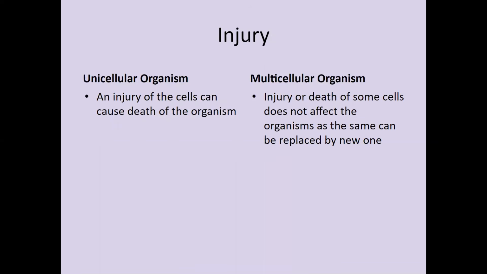Talking about injury. If a unicellular organism is injured, because it's just one cell, it can cause the death of that unicellular organism. So the death of that bacteria, the death of that amoeba. Whereas in a multicellular organism, injury or death of some of the cells doesn't affect the organism because they can be replaced. They can be reproduced.